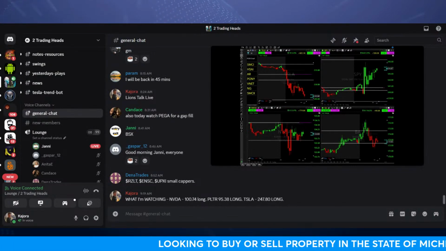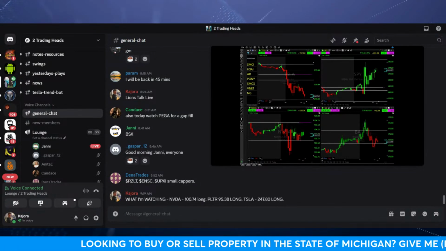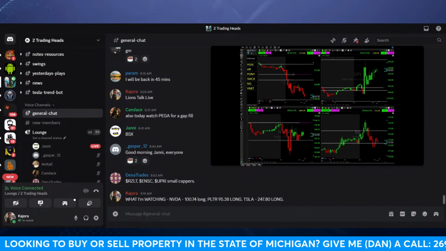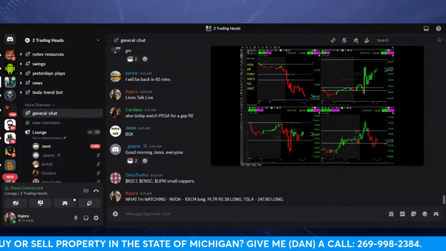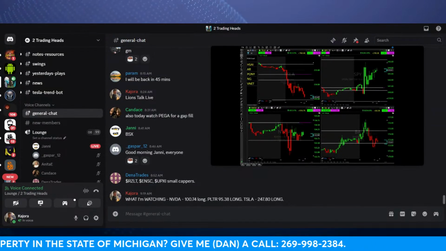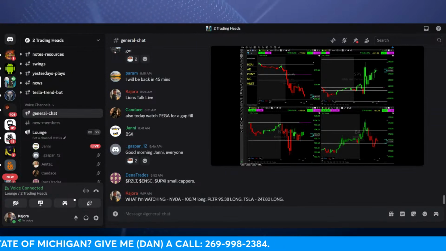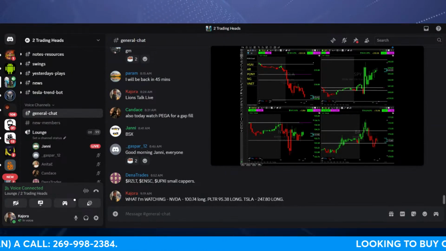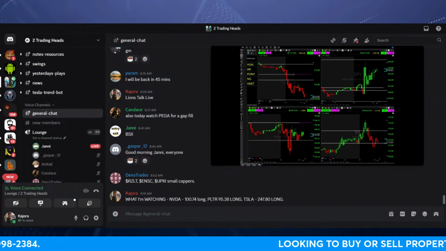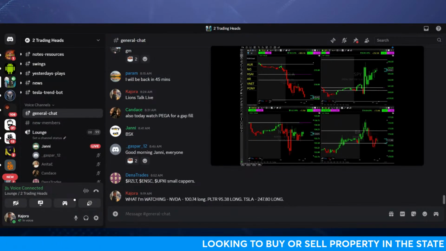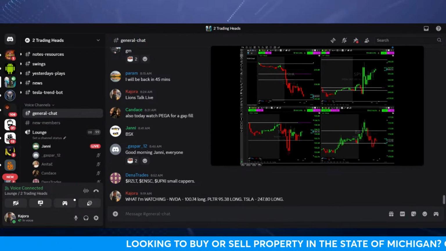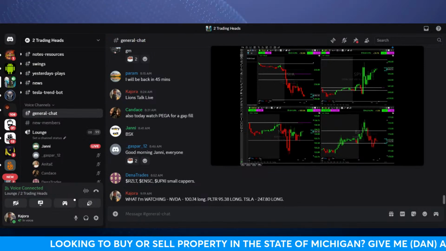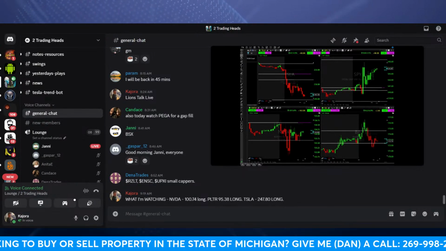Coin has been a pain in the butt today. Really, really choppy. Same thing goes for Apple. Very choppy. Reddit coming up to resistance here on RDDT of 113.40. 113.40 resistance, RDDT.